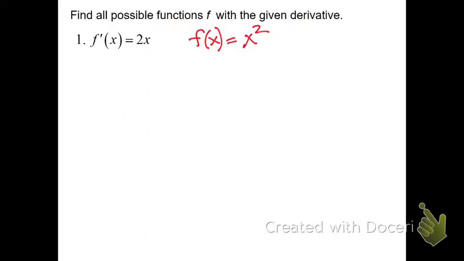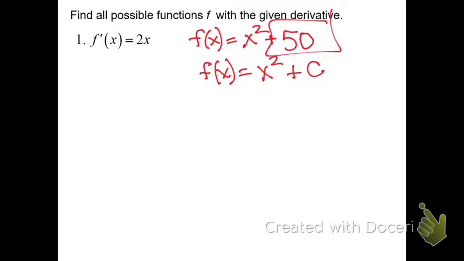Sure. Well, how about this though? Could I also have this? Would the derivative of this also be 2x? Yep. How about this? Now would the derivative still be 2x? Yup. So what we say is that the antiderivative is x squared plus c. And c stands for constant. Any constant could go there. And you won't know exactly what constant goes there unless they give you more information, like giving you a point on the graph.